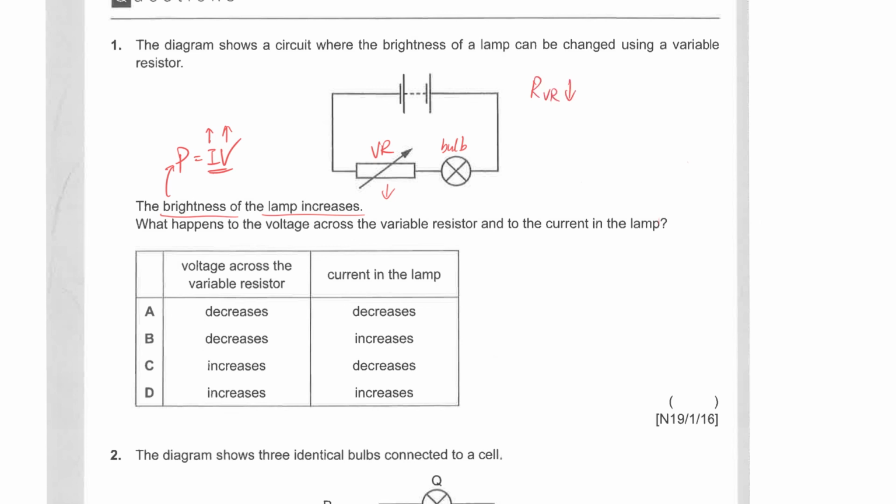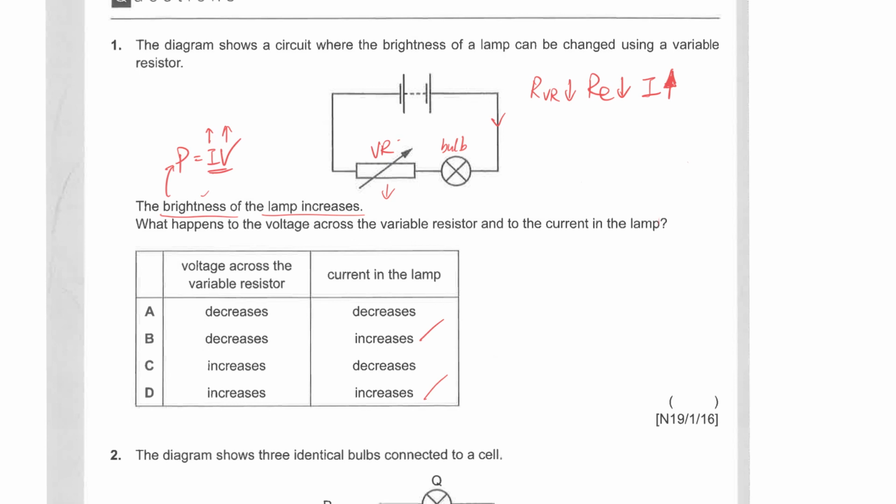Okay, I reduce it, then the total effective resistance for the whole circuit, because they are connected in series, you just need to add them up. So the total resistance will decrease, and therefore the current flowing through the circuit, through the bulb or through the variable resistor, will have to increase. So from here, you know that the lamp definitely will have an increase in the current. Anyway, if it's brighter, definitely the current is higher, okay, cannot be decreased.